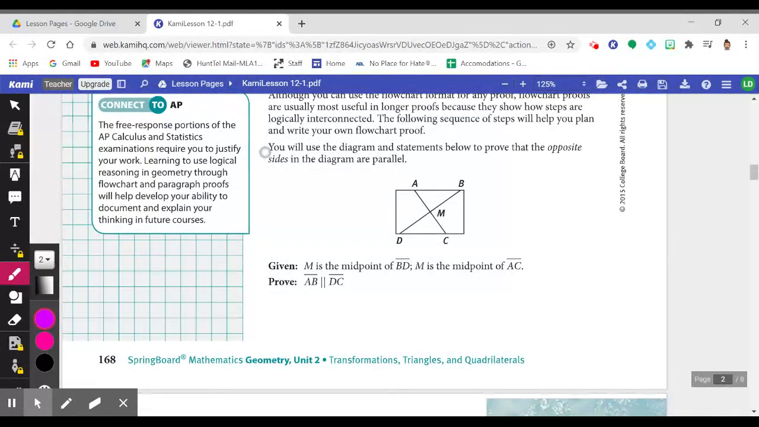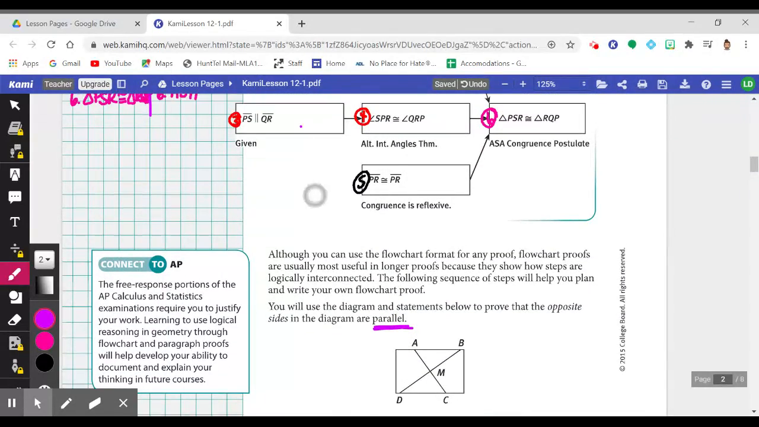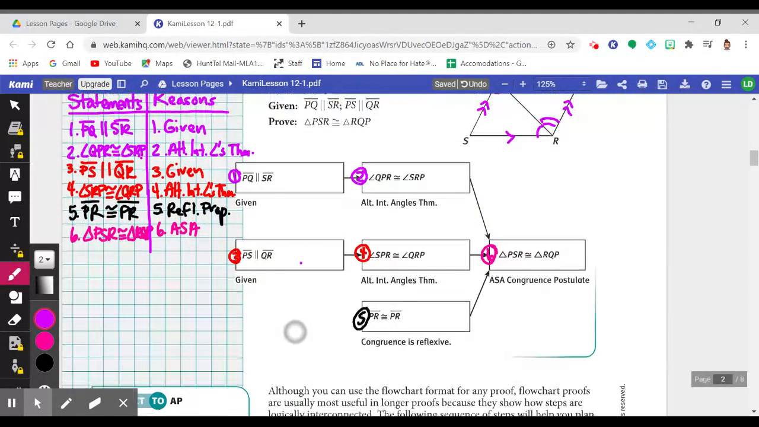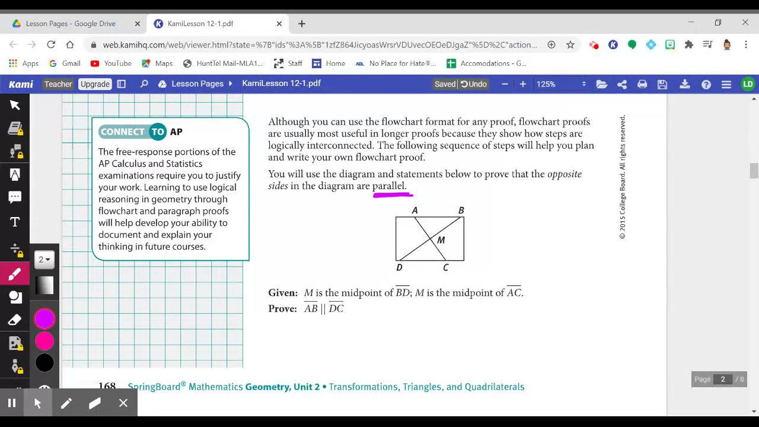You will use the diagram and statements below to prove that the opposite sides in the diagram are parallel. So we're actually going to do the opposite. We're going to do the converse. Here, we started with knowing opposite sides were parallel, and it ultimately led us to believe that the triangles were congruent. Now we're going to prove that the opposite sides in the diagram are parallel.